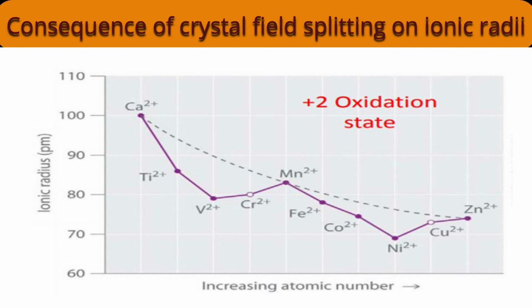Let us apply the logic to the second half of the first transition series metal ions. The next ion is Fe plus 2. Electronic configuration t2g4 eg2.